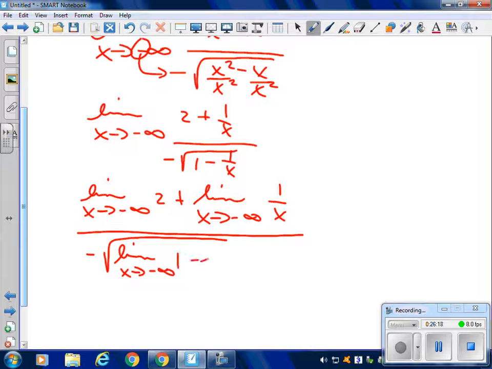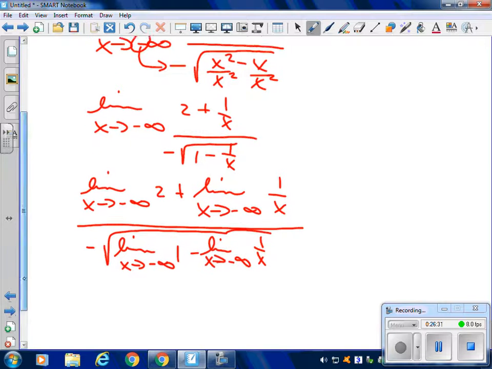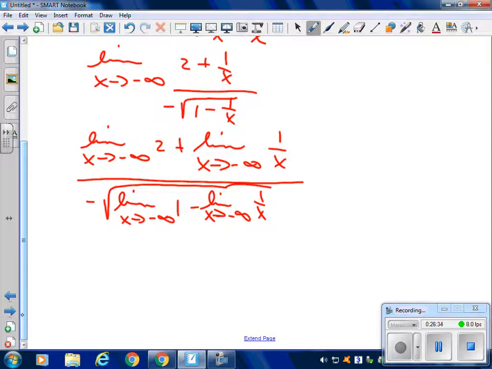1 minus the limit of x as it approaches negative infinity of 1 over x. So there we go. That's how you put all your limits in when you have a radical. You have to put them on the inside because the items are on the inside.